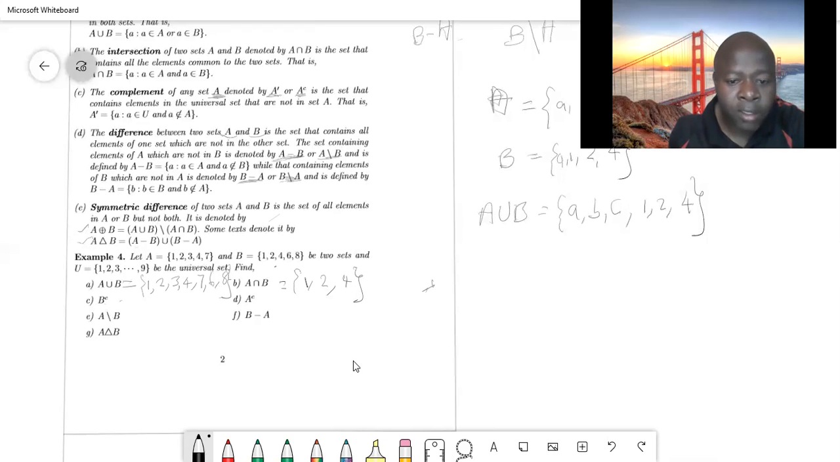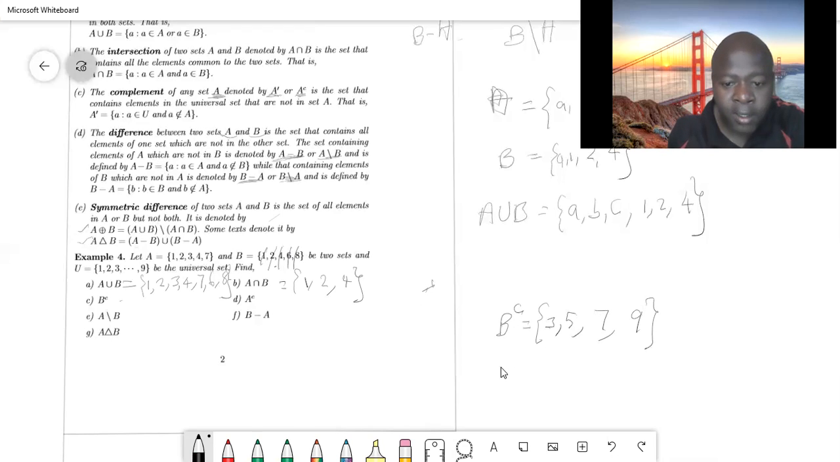What about B complement? This will be the set comprising elements which are in the universal set but are not in B. So 1 is in B, 2 is also in B, 3 is not in B, 4 is in B, 5 is not in B, 6 is in B, 7 is not, 8 is in B, 9 is not. So this is B complement.